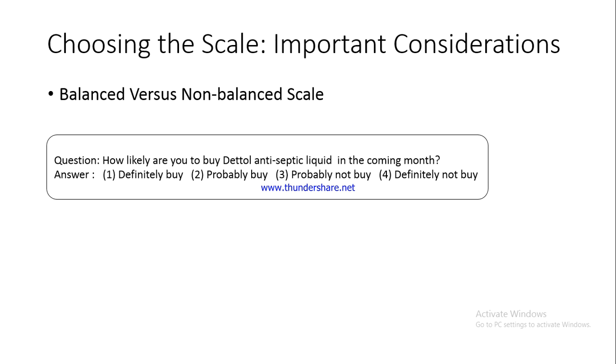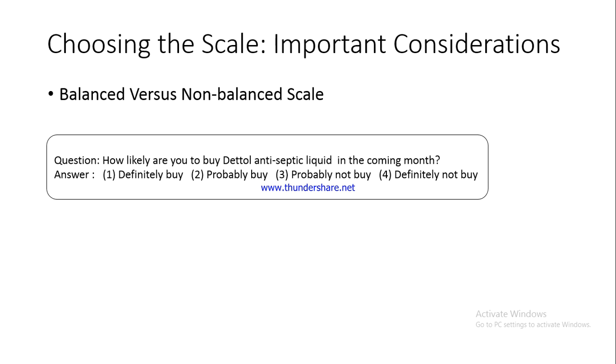Now have a look at this question. How likely are you to buy Dettol antiseptic liquid? Now there are basically 4 different response categories. Can you tell me how many of these response categories give me an idea that the respondent is going to buy the Dettol antiseptic liquid? There are only 2 such categories, definitely buy and probably buy, while the remaining 2 categories are telling me that the respondent is not going to buy, probably not buy and definitely not buy.